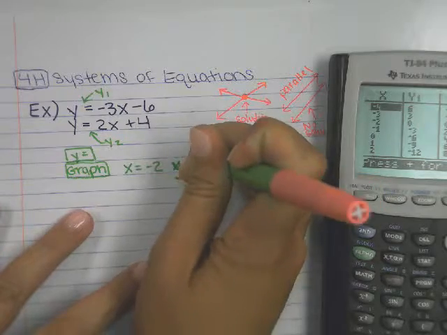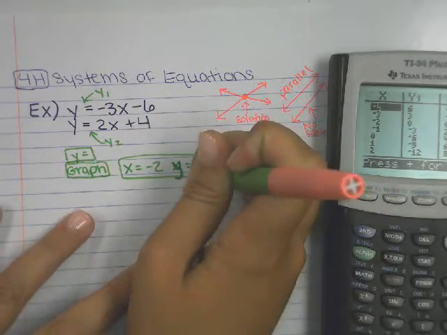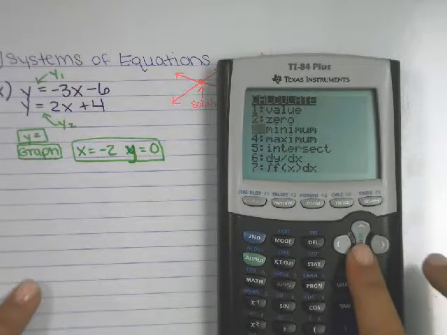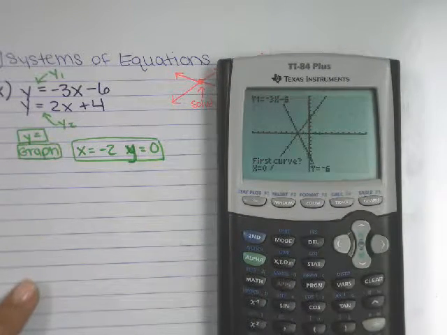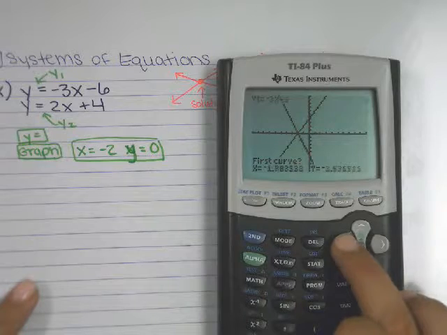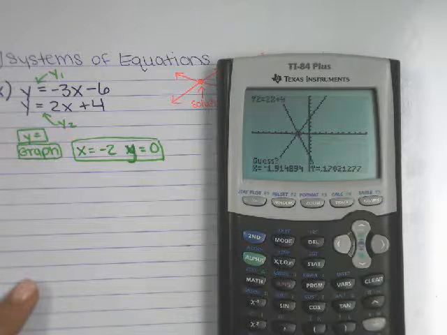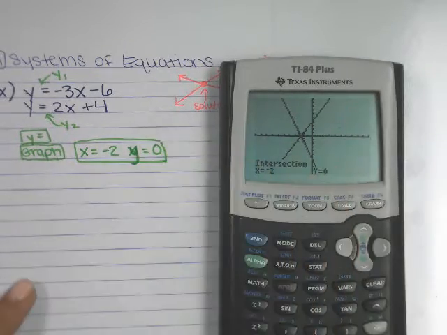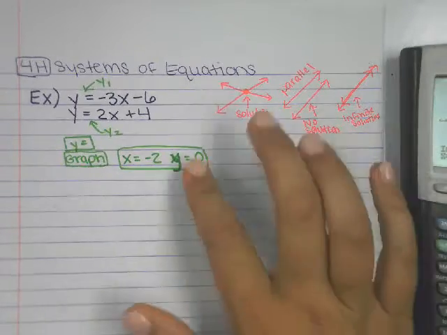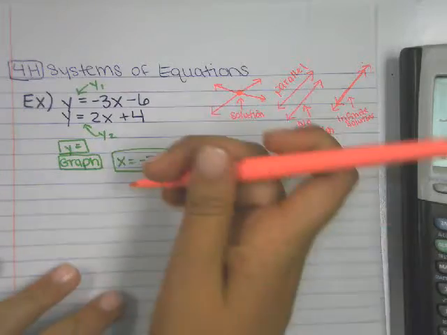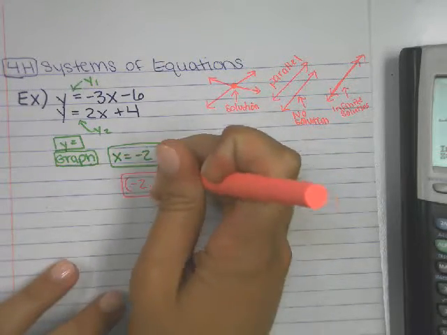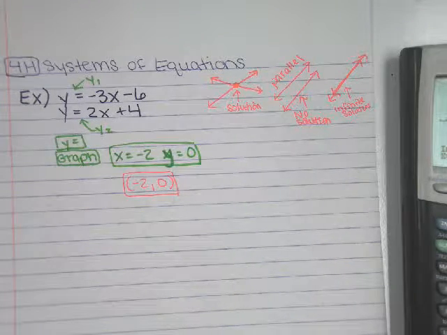Sorry, that's a y. Another way you can find this same point is second, calculate. Number 5, intersect. You get your little cursor close to that point, enter, enter, enter 3 times. And there it is. Negative 2, 0 is that solution. This is an okay way to write it. A better way would be to write it as an ordered pair. This is the solution to that system.